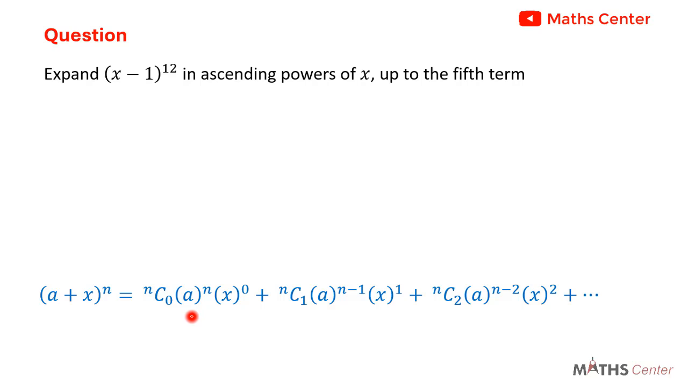Let's look at the exponents on a and x. Let's first consider a. So for a, in the first term, the exponent is n. In the next term, the exponent is n minus 1. In the next term, the exponent is n minus 2. How about x? For the first term, the exponent on x is 0. For the second term, the exponent on x is 1. For the third term, the exponent on x is 2.